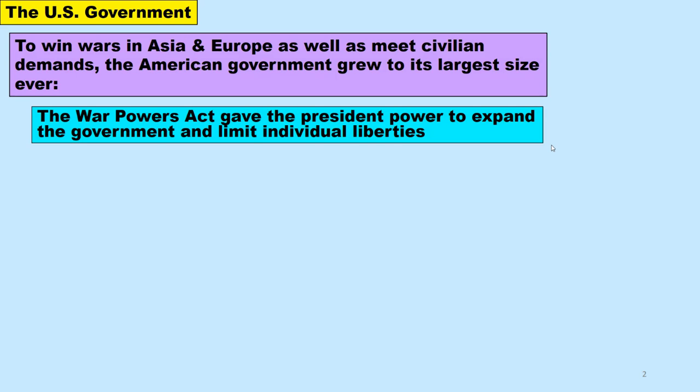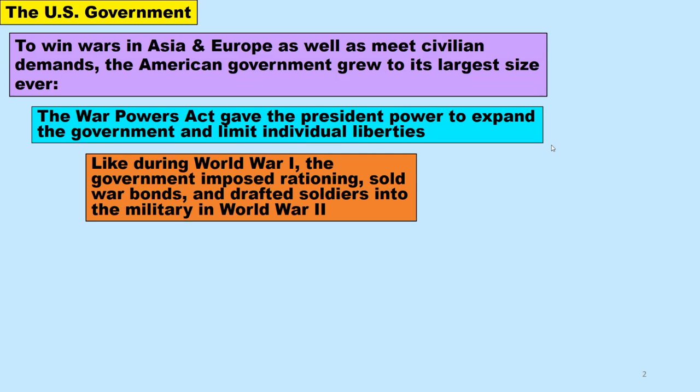Okay, today's Ed puzzle is kind of going to go from group to group to group with how the war impacts them at home. Okay, so like World War One, the government is going to ration. They're going to sell war bonds or liberty bonds. They're going to draft soldiers. Remember, during World War II, there's going to be a peacetime draft to already create soldiers in the military.